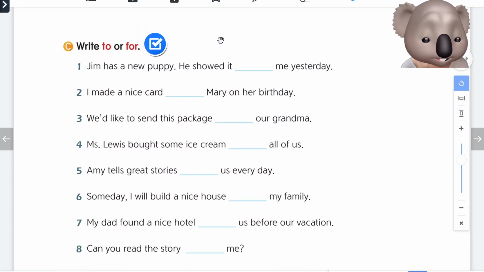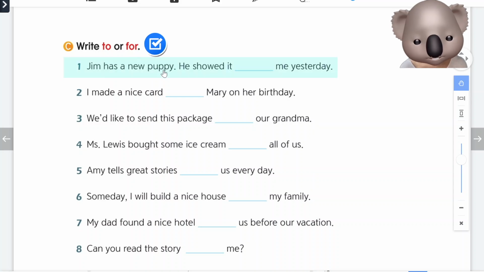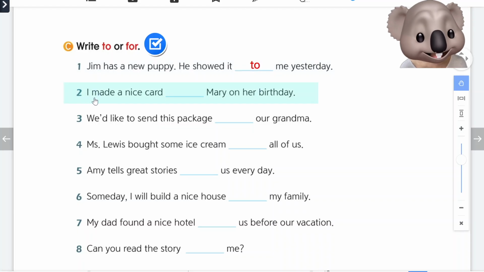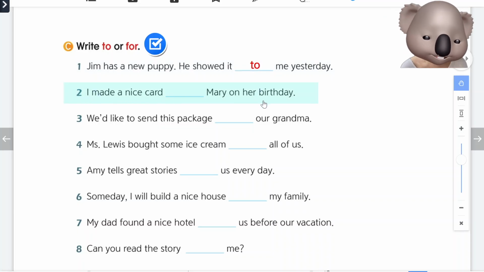Remember, to는 누구한테, for 누구 위해서. Jim has a new puppy. He showed it to me yesterday. 나한테. To me yesterday. Number 2, I made a nice card for Mary on her birthday. Mary 위해서. For, good job.